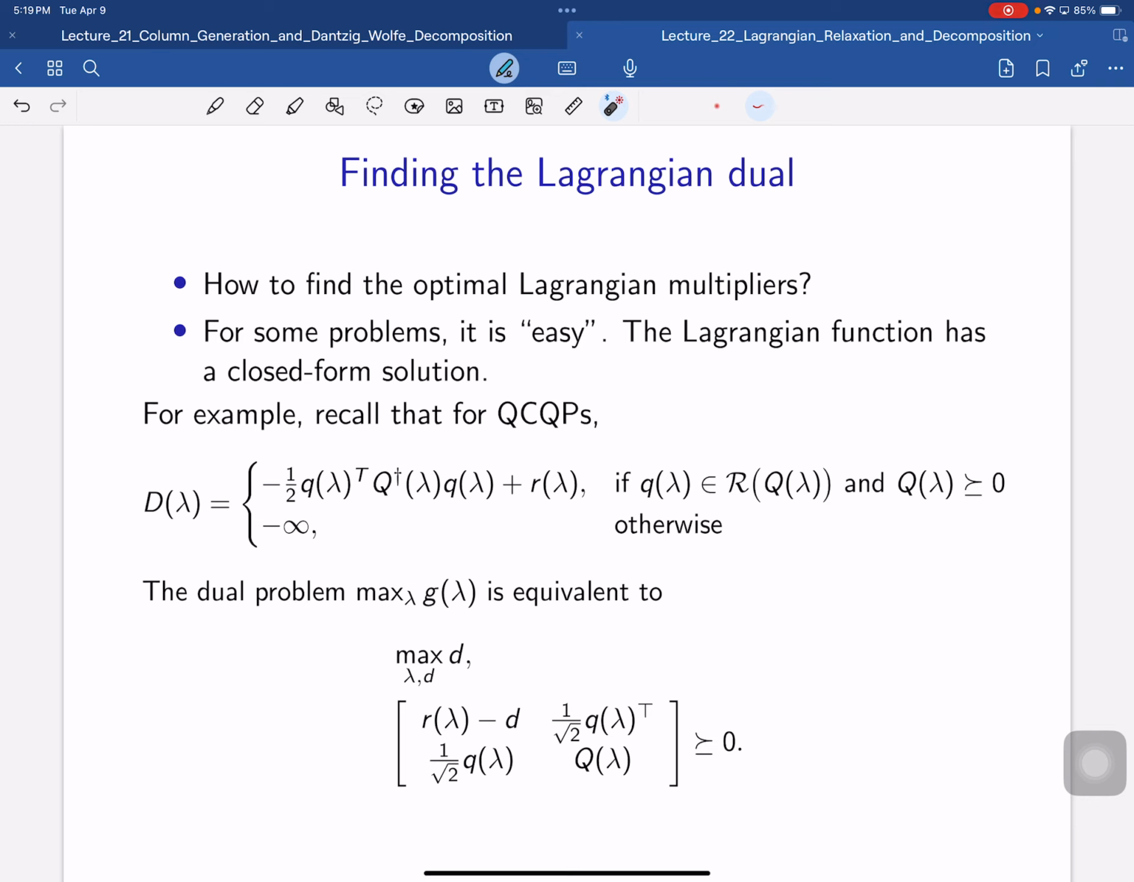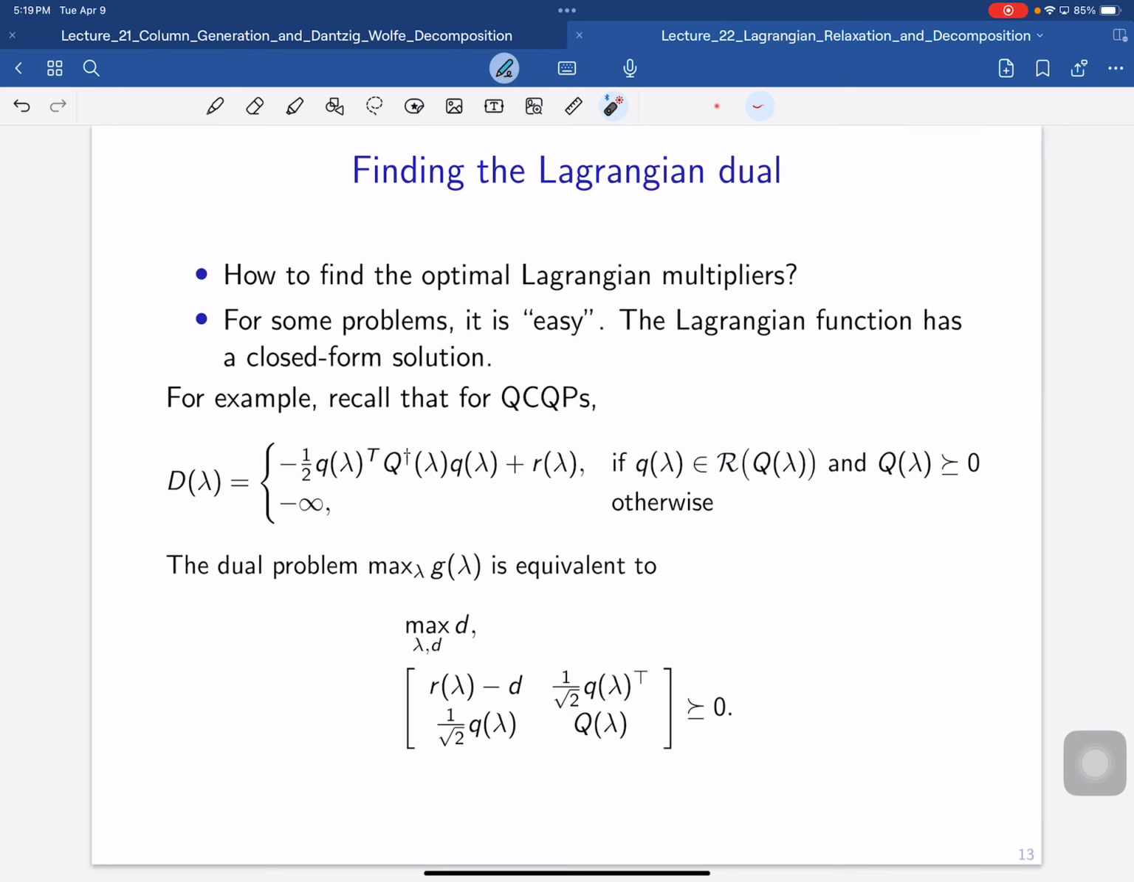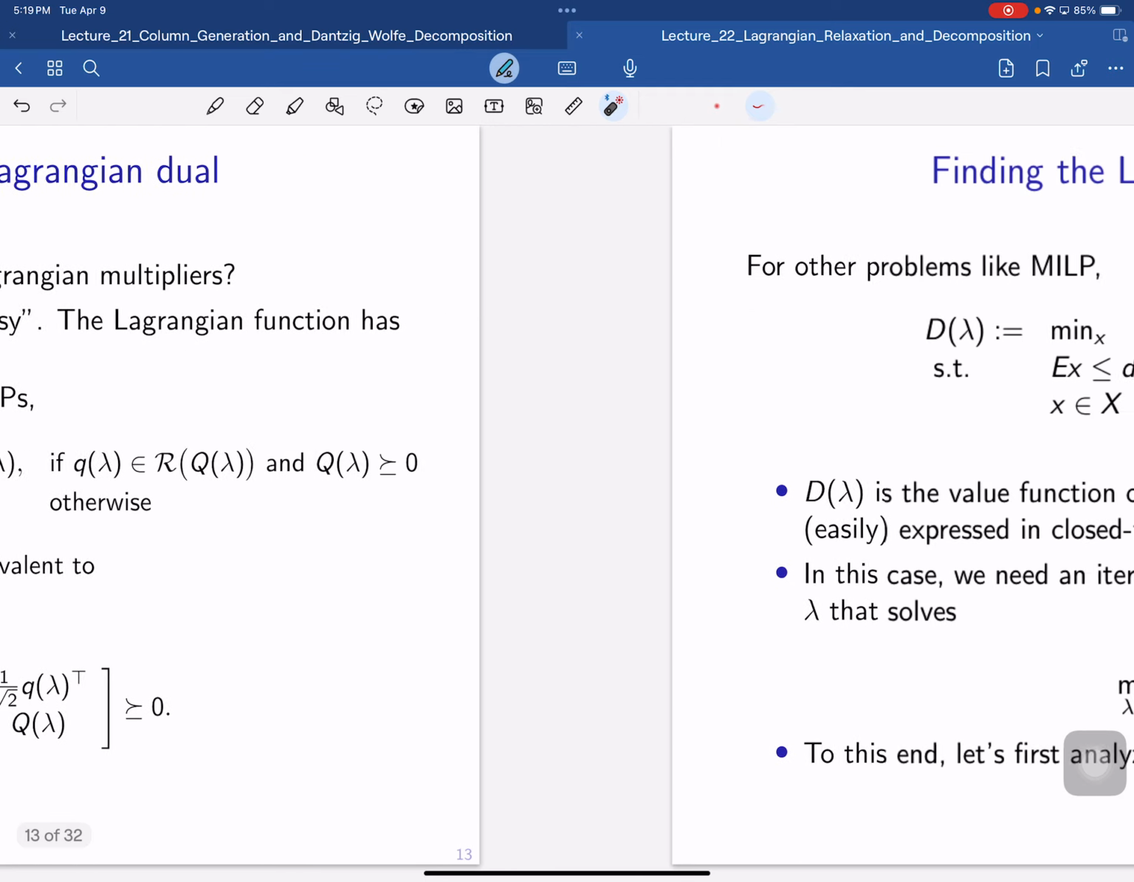So for some problems, the problem may not be convex, but still the Lagrangian dual can be written as an SDP. For these problems, it's quite easy to get the Lagrangian dual as a convex problem. But for some other problems, it's not so trivial.